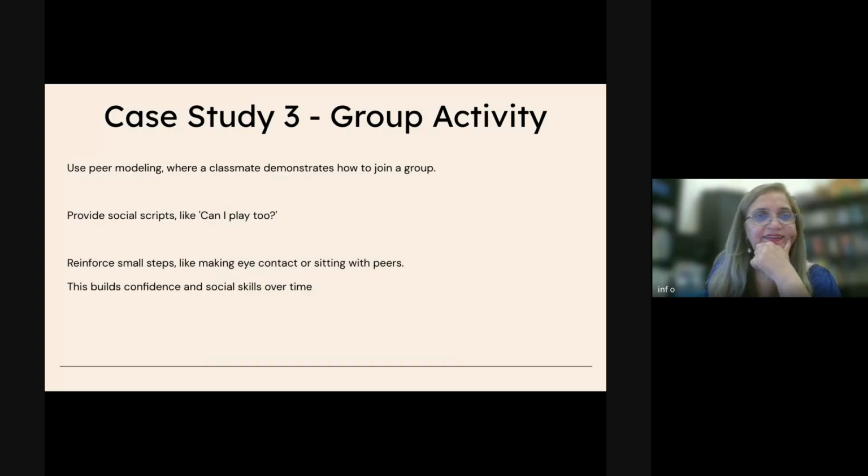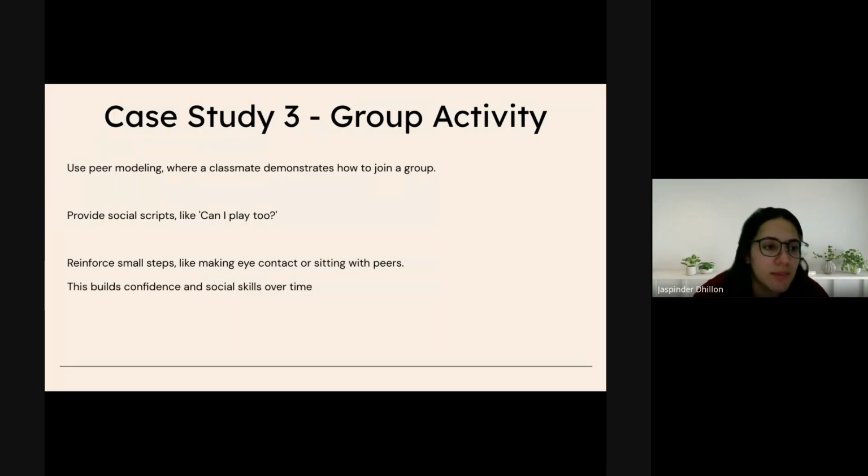So children with autism really struggle with group activities and social communication. So you could peer model, where a classmate demonstrates how to join a group. You yourself could also model this behavior to them. And if a child is really struggling, you could provide social scripts, like in I Play Too.